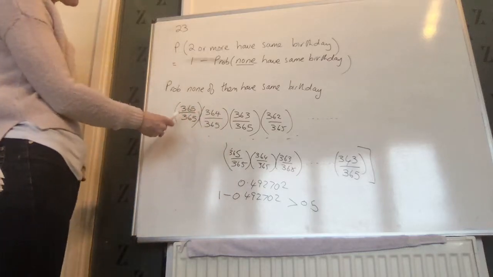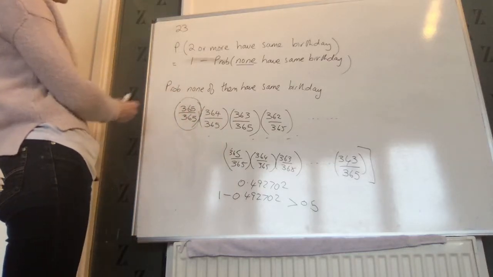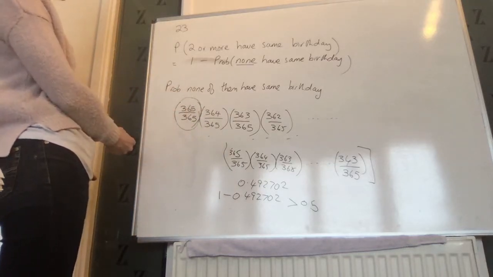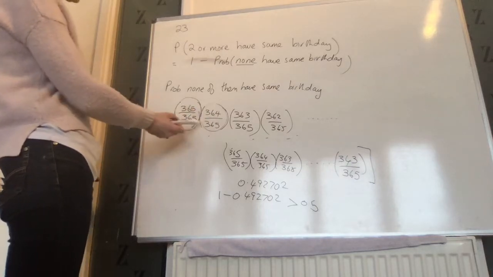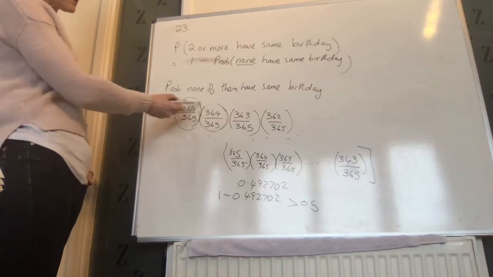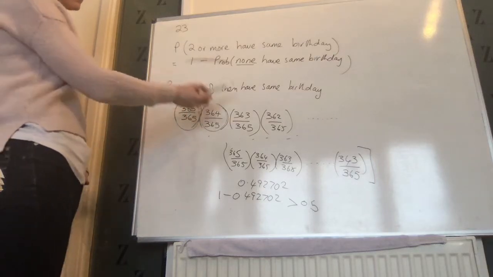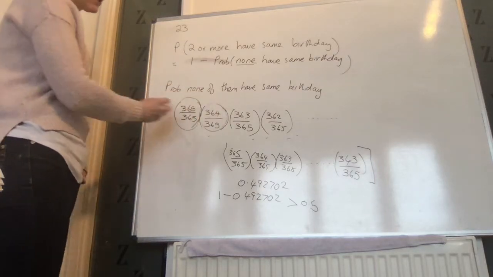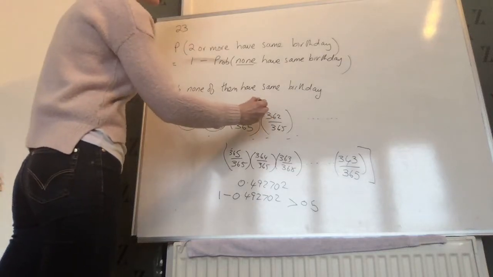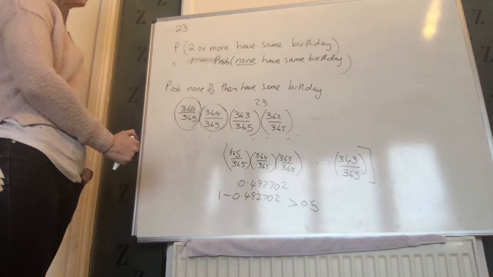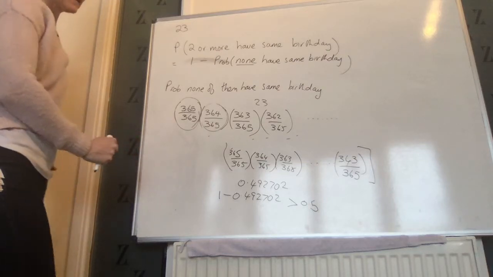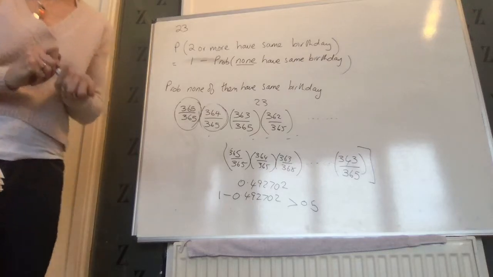So again, the number of ways of picking the first guy's birthday is 365 out of 365. The number of ways of picking the next guy's birthday has to be 364, because it can't be the one that this guy was. The next one is 363, all the way down, and there are 23 students. So that gets you all the way down as far as 343. Okay, that's that question done.